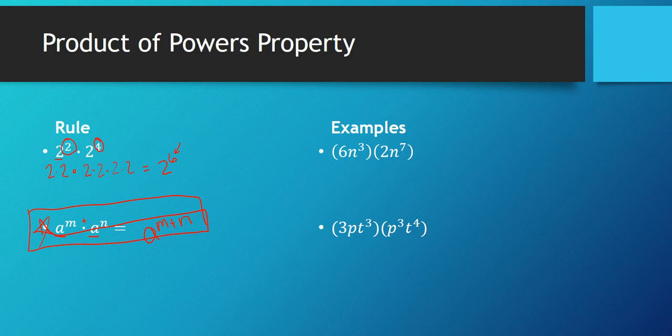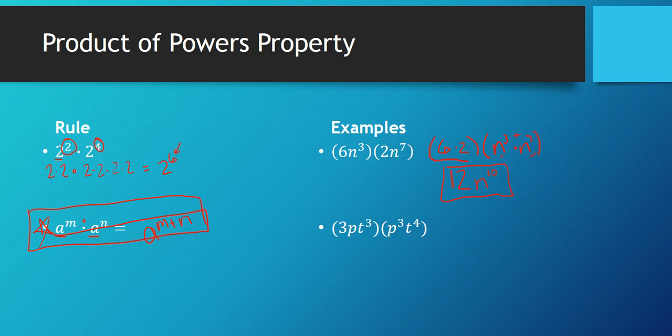So let's do a couple of examples. We have 6 times n to the 3rd times 2 times n to the 7th. So we can rearrange that because of our commutative property of multiplication. Now I'm going to put the 6 and 2 together since it's all multiplication. And then we have n to the 3rd times n to the 7th. So this left part, that's just basic multiplication. 6 times 2 is 12. This part we are multiplying and we have the same base, both n. So I'm going to add my exponents. I get n to the 10th. So it's 12 n to the 10th.